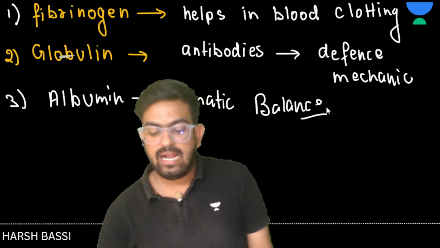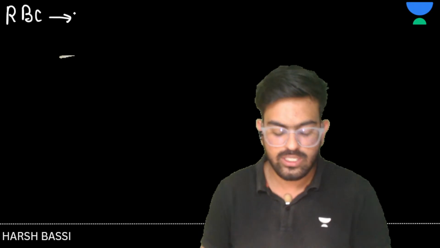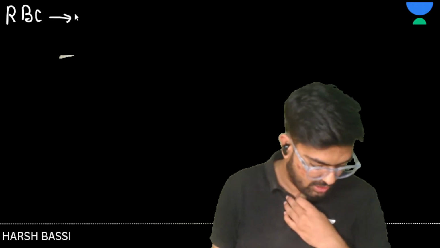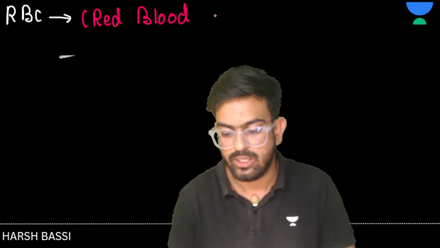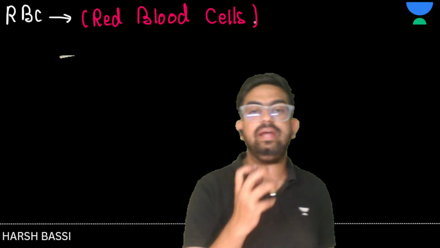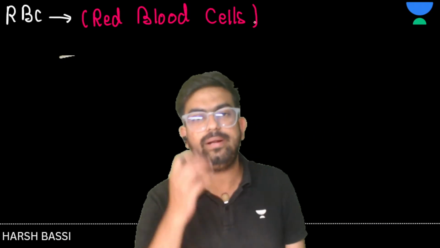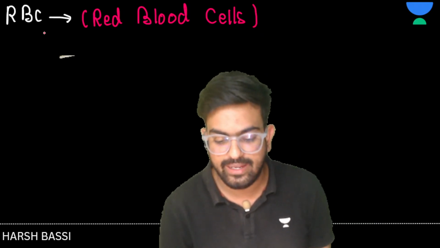Now let's move on and talk about the RBC, WBC and platelets. If I talk about the RBC, what is the full form of RBC? The very basic question. It is red blood cells, right? Now my second question: how many red blood cells are present in a normal human being? Normal human being means a person who does not have any kind of disease.